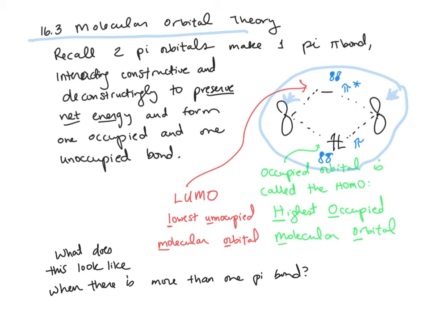The other term we need to know is the LUMO, or the lowest unoccupied molecular orbital, and that's going to be, in this case, the only one that's not occupied. That is our lowest unoccupied molecular orbital. But again, as soon as we get to any situations that are more complicated than this, we will have to make decisions on which unoccupied molecular orbital is the lowest.